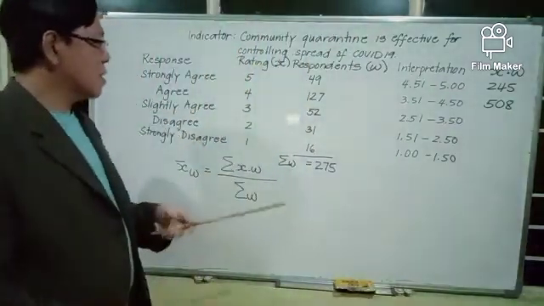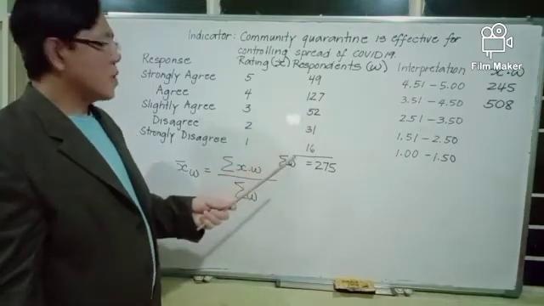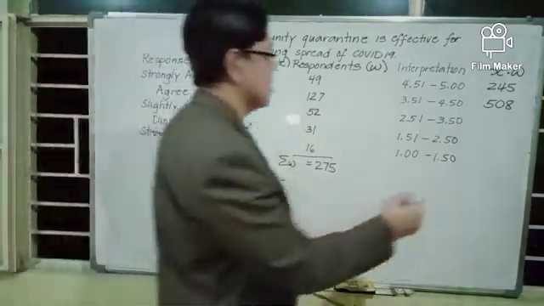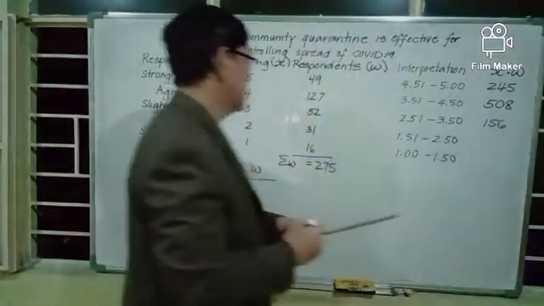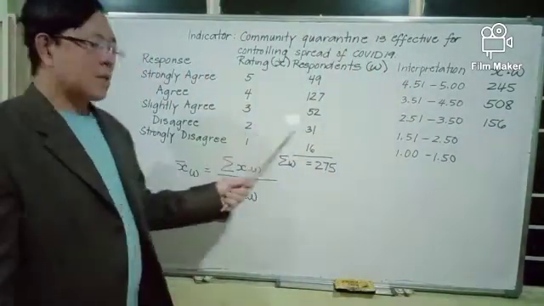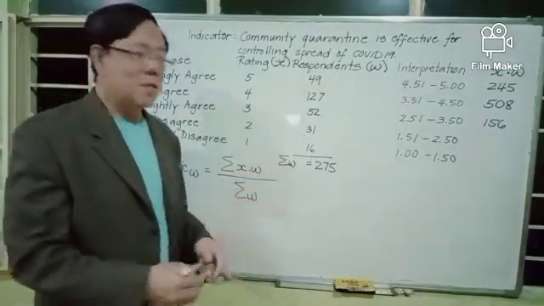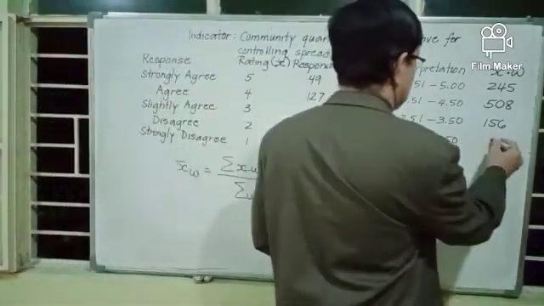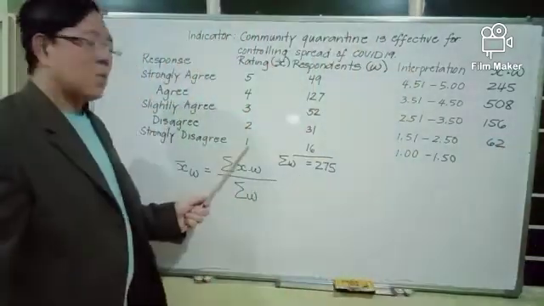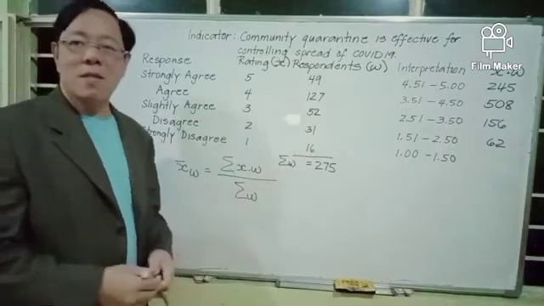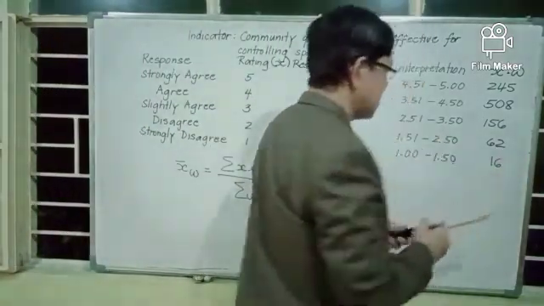Next, we find the product 3 times 52. That's 156. Next, we have 2 times 31. 2 multiplied by 31 is 62. And 1 multiplied by 16 is 16.